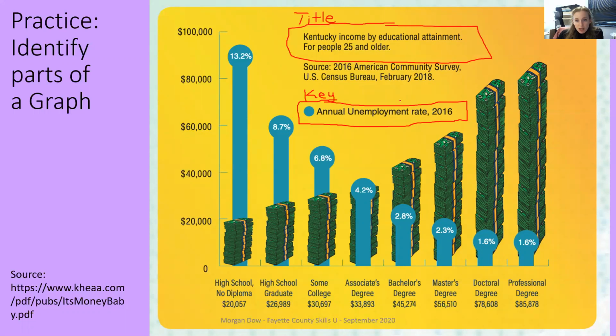Okay, so we got the title, we got the key. Let's find the source. So what is the source of this graph? Well, it says source right here. So the source is the 2016 American Community Survey, which is part of the US Census Bureau. And then it says February 2018. That just means that's the date when this information was accessed on their website. So whoever made this graph, they went on the US Census Bureau's website in February 2018 to get this information. But the information itself is about 2016.